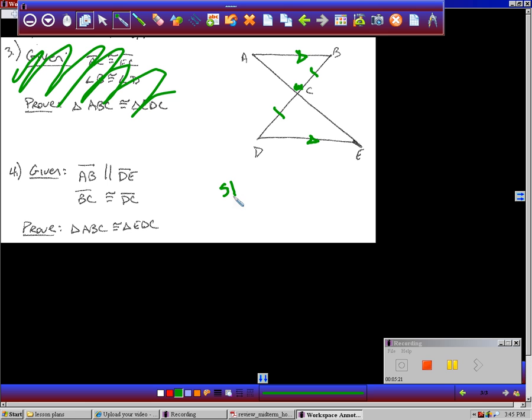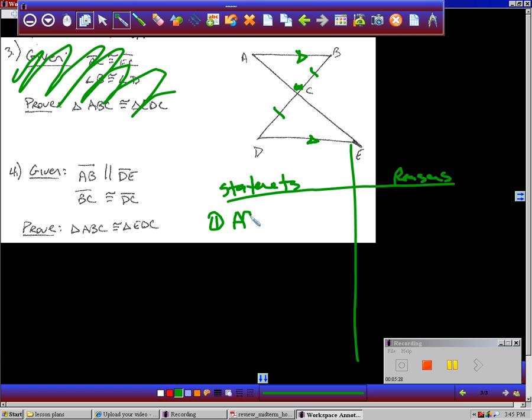So let's start. I've got statements here and reasons over here. Number one, AB is parallel to DE. Come on, Ben, keep up. One, given. Unlike the first problem I did, I'm going to keep them all in the same step. So that would be DC. Alright, that's a D. I promise.